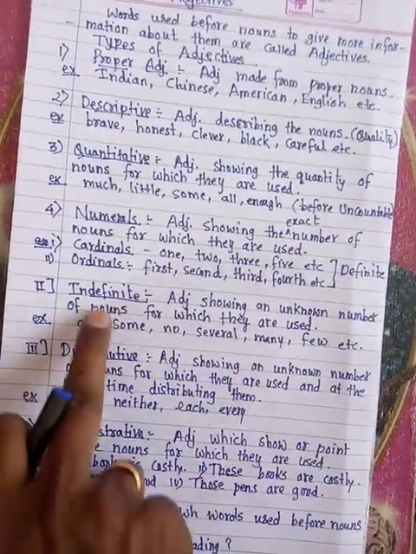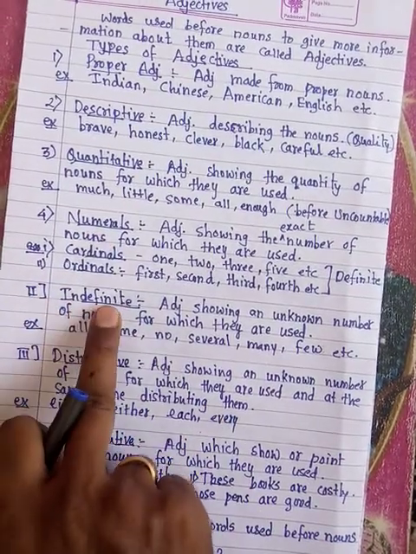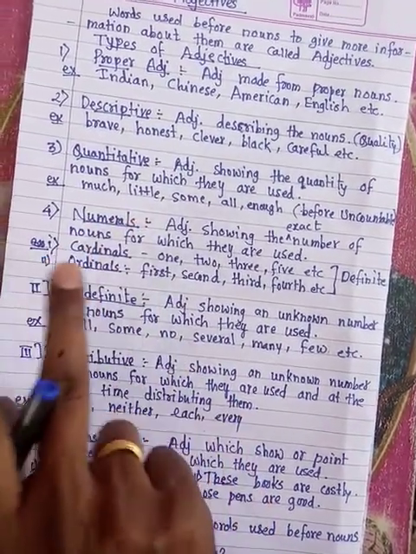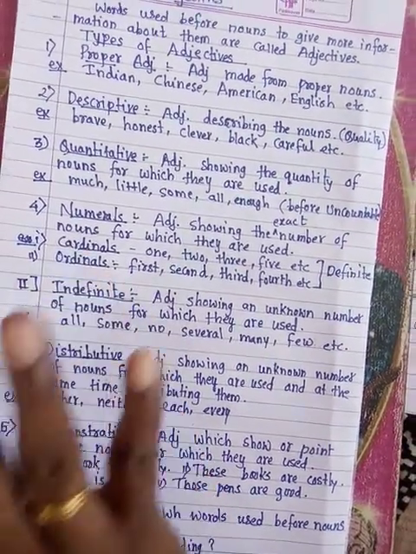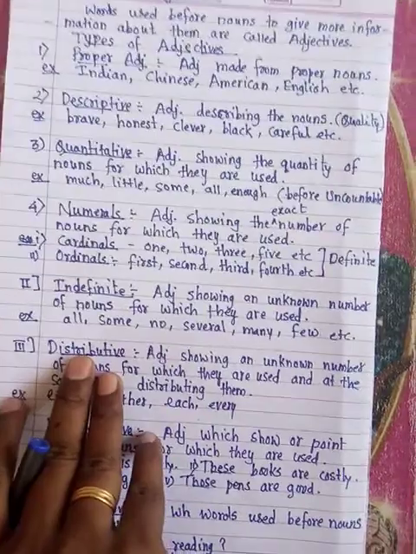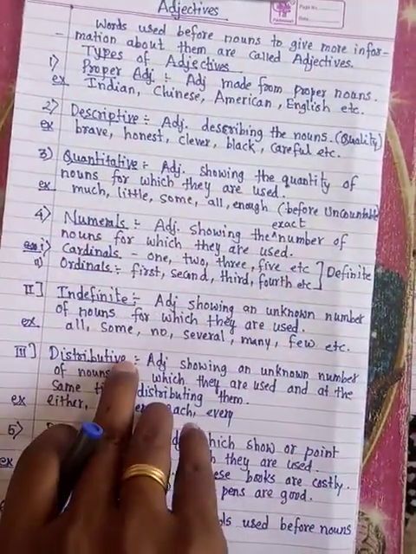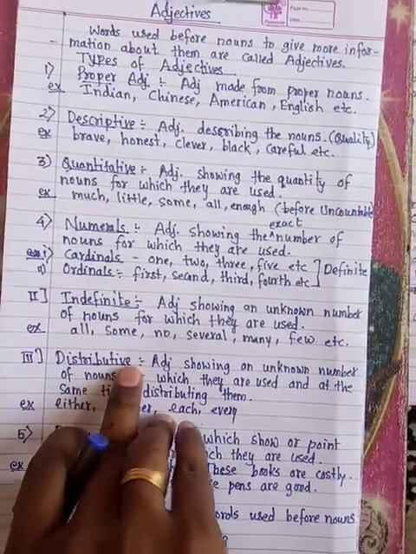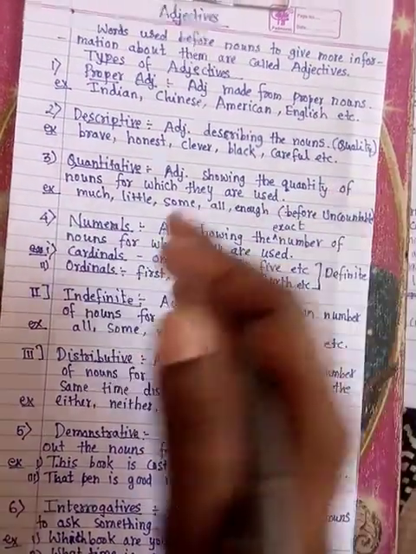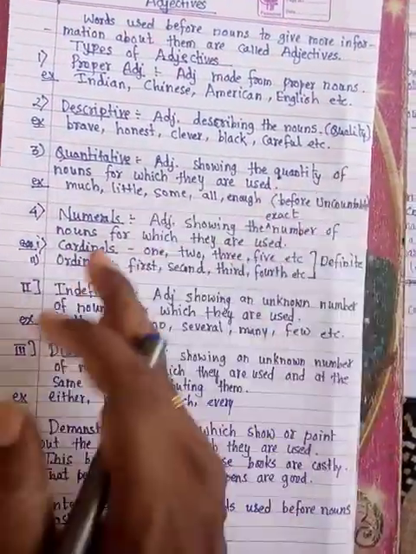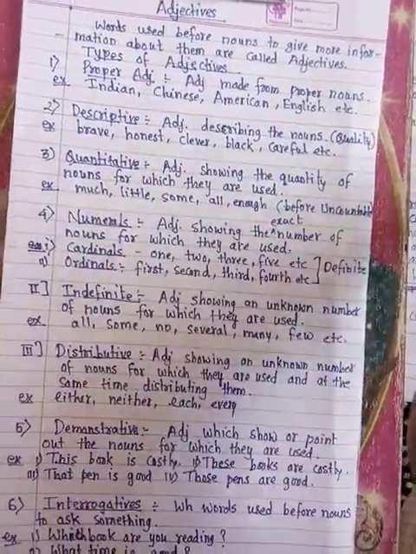So like this, these words show indefinite number, and therefore they are called indefinite numerals, because they show indefinite or unknown number of the nouns for which they are used. Next numeral is distributive. Now distributive, already you studied most of these as pronouns, but the difference is, as I told you in the previous video, when a noun is not there before these words, then they are pronouns, but when a noun is there, they are adjectives.